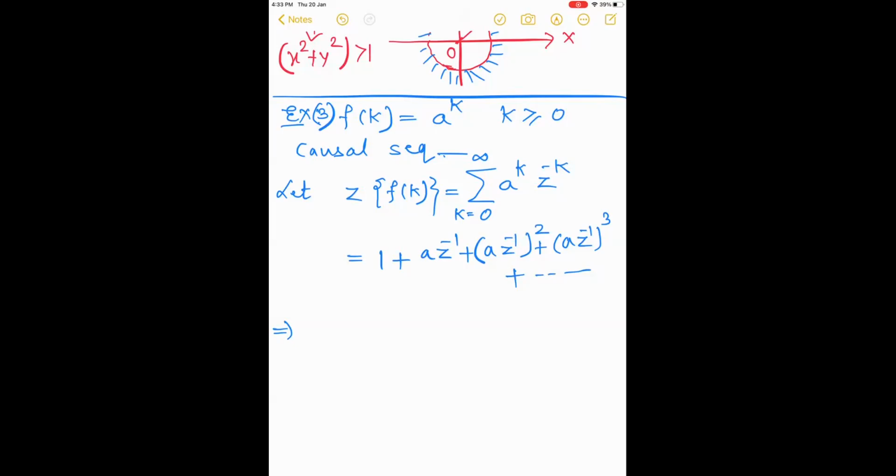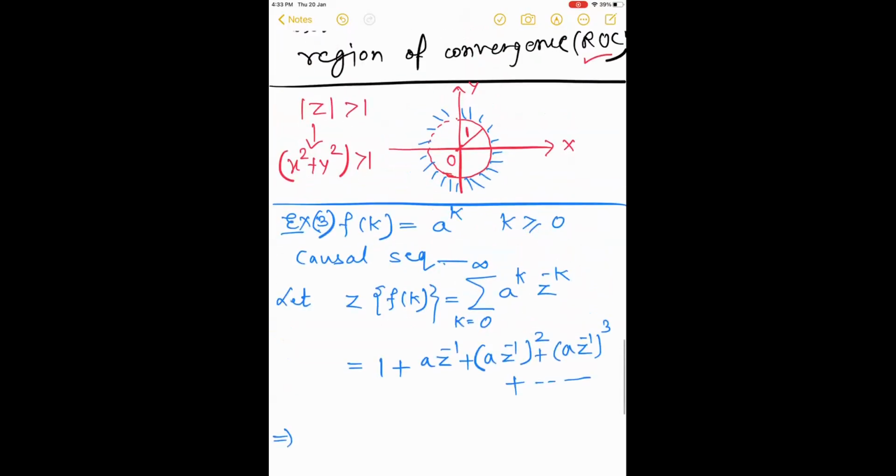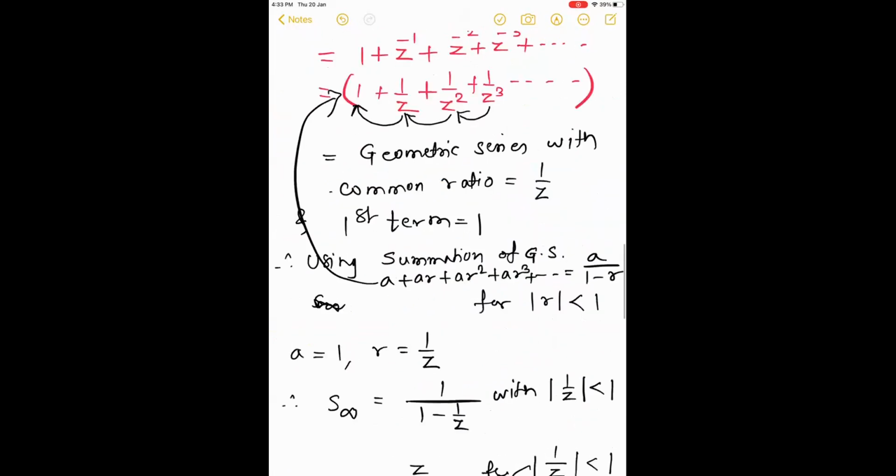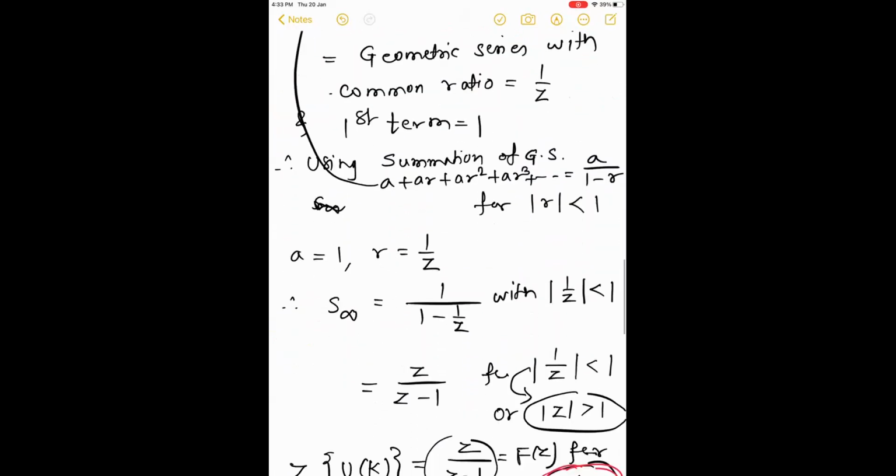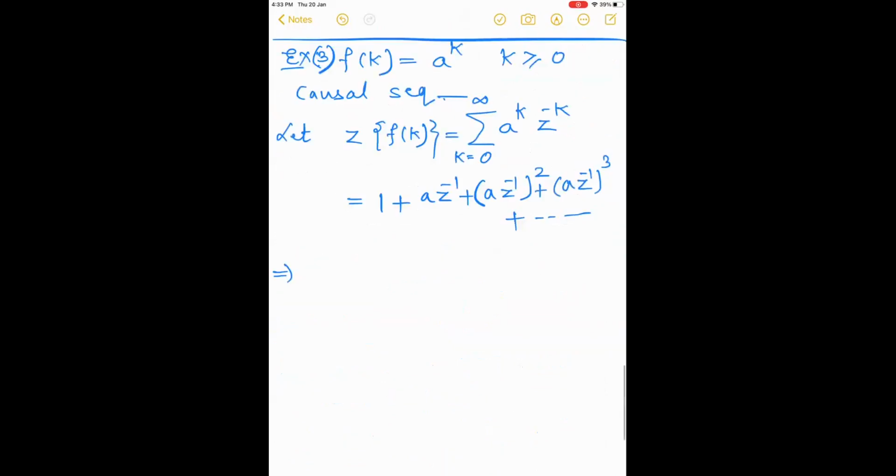Like in the previous case, we have identified this as a geometric series. Likewise, can it be a geometric series here? This also. Okay. Is it a geometric series? No.